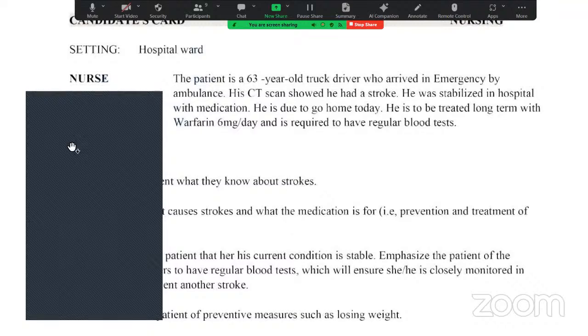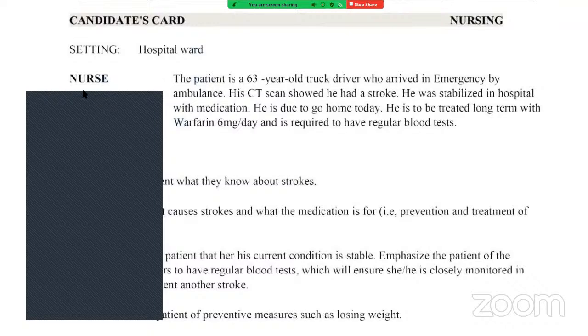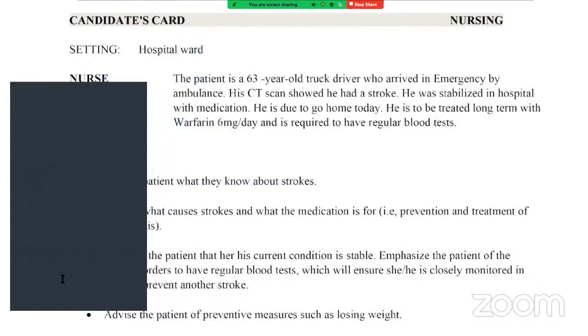Then the next question. The condition was serious, so he was admitted. Now how is his condition? Is it still serious? How is his condition now? The condition is stable.